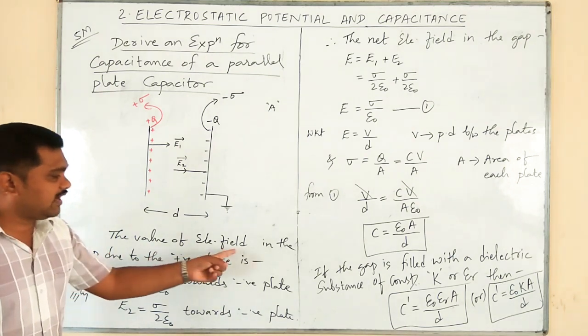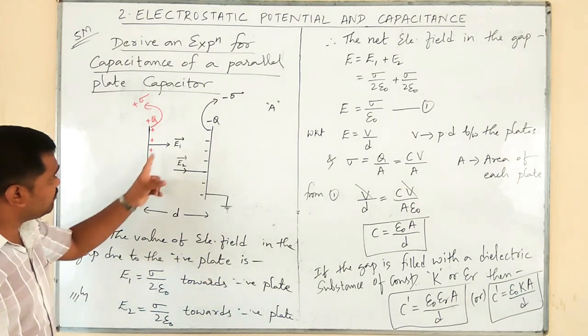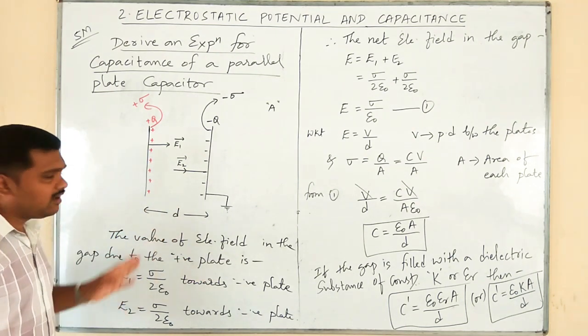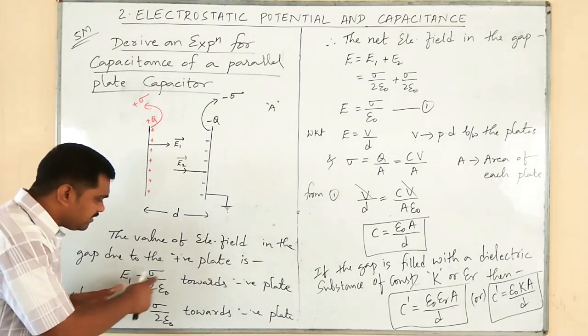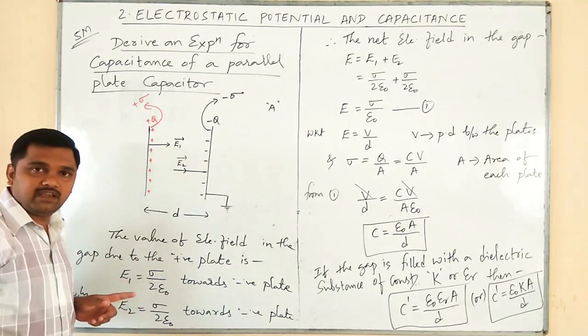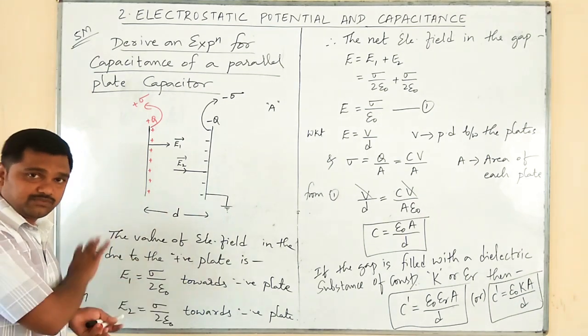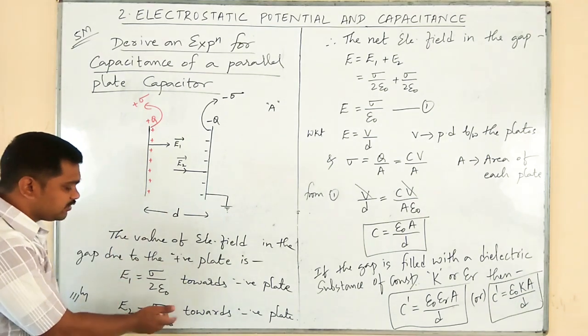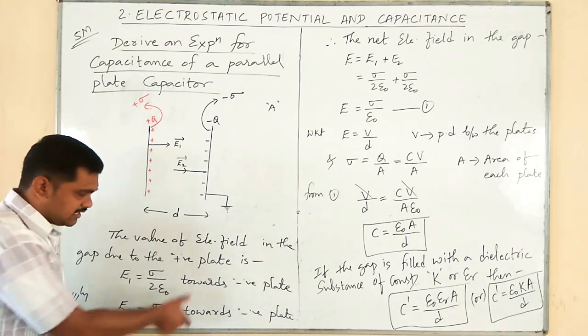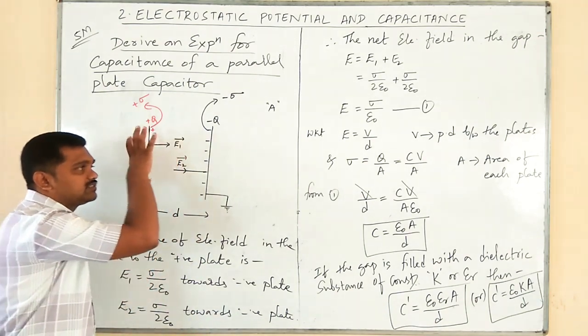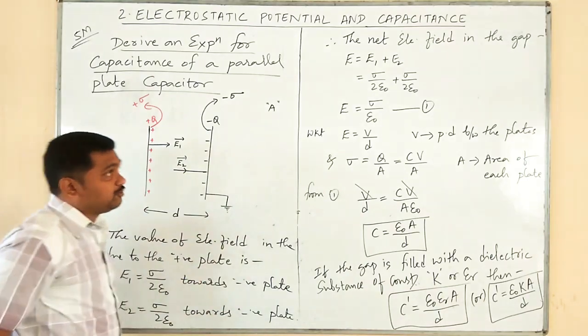First, the value of the electric field in the gap due to the positively charged plate is given by E1 equals sigma divided by 2 epsilon naught. This is the result of the final derivation of the first chapter. Similarly, E2 is equal to sigma divided by 2 epsilon naught. The directions of both the fields are towards the negative plate.